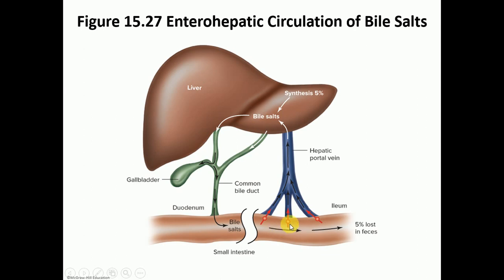Through the small intestine, we reabsorb all of that bile salt and take it back to the liver via the hepatic portal vein. We lose about 5% of our total bile salts in feces, which is not bad. The liver would have to make up for that 5%, but we tend to recycle 95% of the bile.